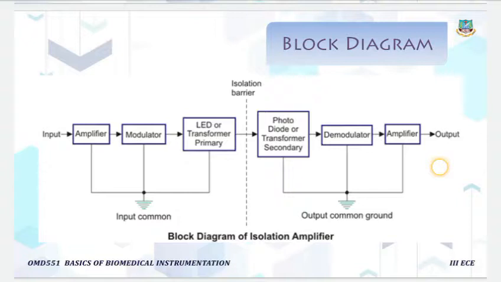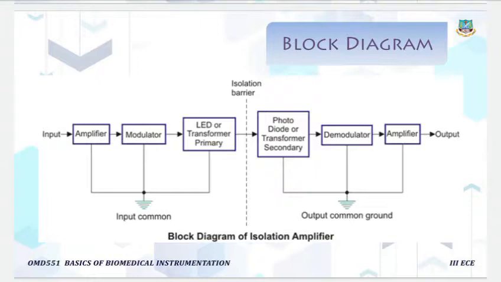Normally the electrodes pick up the electronic signals from the body, and that signal is very weak. So just to increase the amplitude of the input signal, we use this amplification. Then we give it to the modulator. Can anyone say what the purpose of the modulator is?